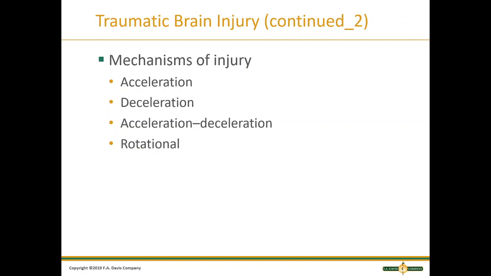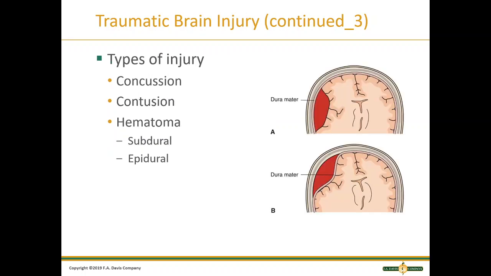Mechanisms of the injury: acceleration, deceleration, or rotational. What does all that mean? You want to look in your book here and review those. These are the types of injury that we can see: concussion, contusion, hematoma.